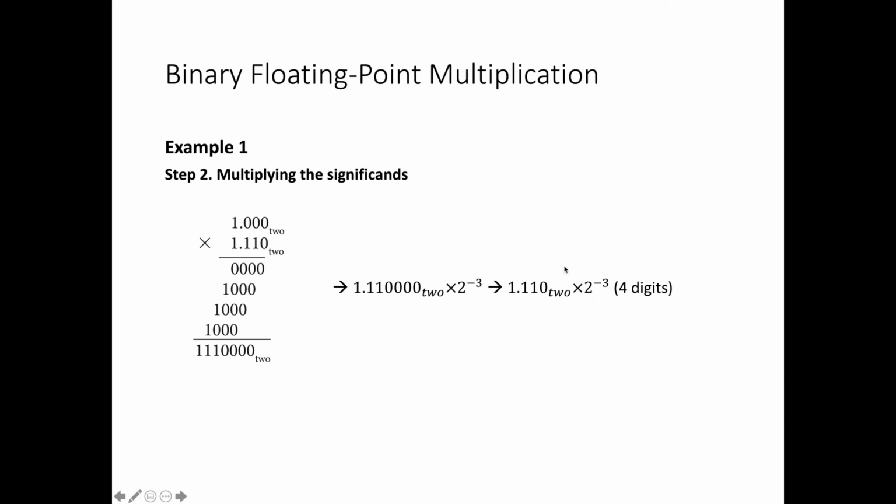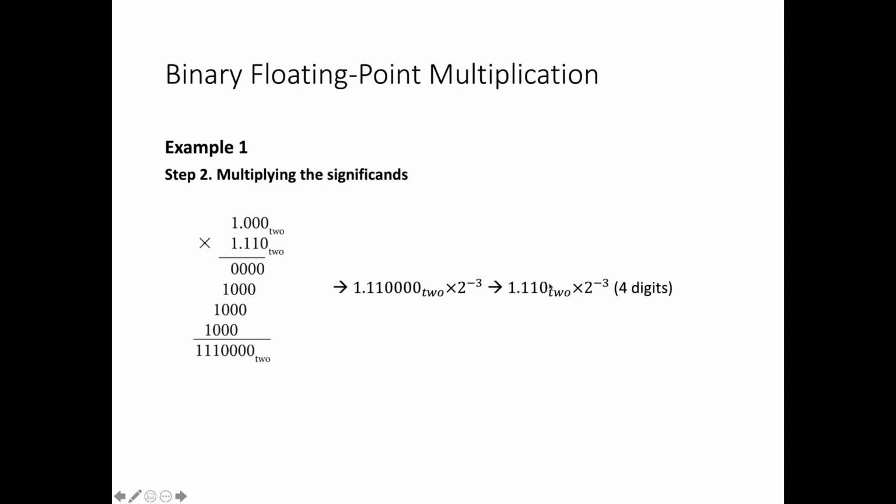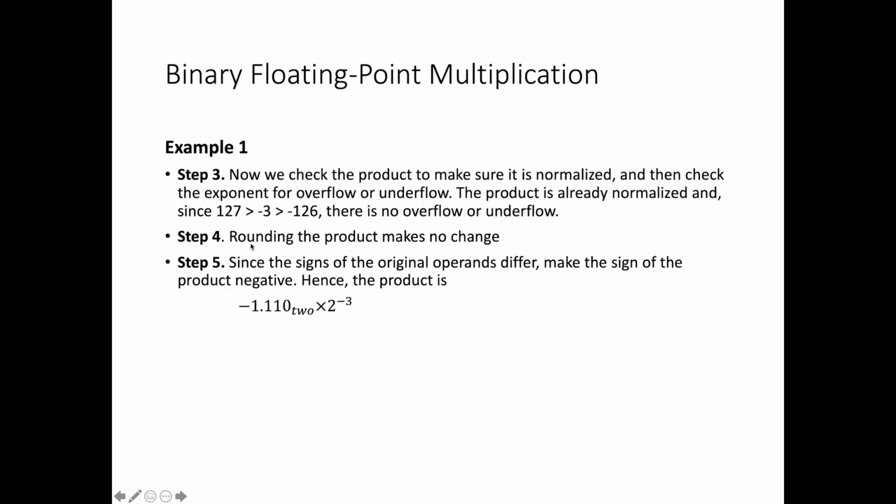Step 3 is now we check the product to make sure that it is normalized. This format is already normalized since we only have 1 bit on the left side of this point. If the product is normalized, then we should check whether there's overflow and underflow. Because -3 is inside this range, there's no overflow and underflow. In step 4, we should round the product. Since we already fit into the 4-bit limitation, there's no need to round this number. Step 4 does not make any change.